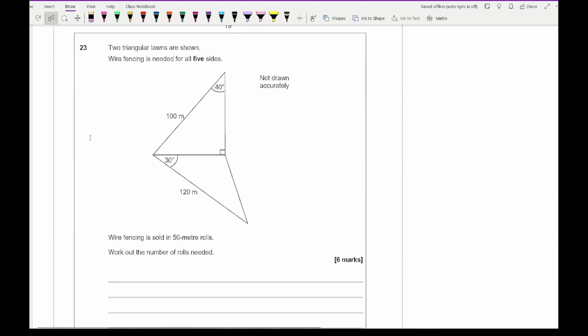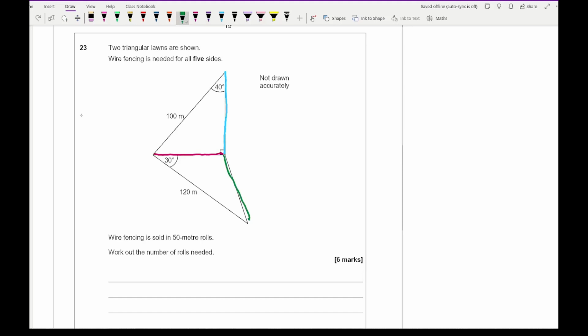Then with question 23, it says that 2 triangular lawns are shown. Wire fence is needed on all 5 sides. Wire fencing is sold in 50-meter rolls. And it's asking me to work out the number of rolls needed. So what I need to do is work out what this length here is, what this length here is, and what this length here is. And you can say we're then looking at this.